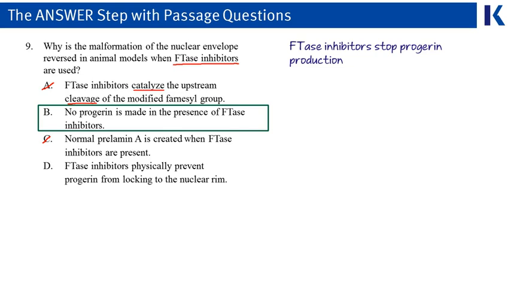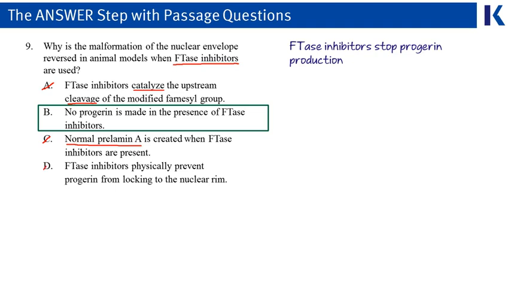Remember that Hutchinson-Gilford progeria syndrome is a genetic disease. No amount of drugs that we give a patient, unless we're giving them some kind of genetic therapy, is going to give them the alleles that allow them to code for the correct protein, for the normal prelamin A. And so the FTase inhibitors are not going to be able to snap their fingers and just fix everything. Again, what they actually do is prevent any prelamin A from being created, either defective or normal.